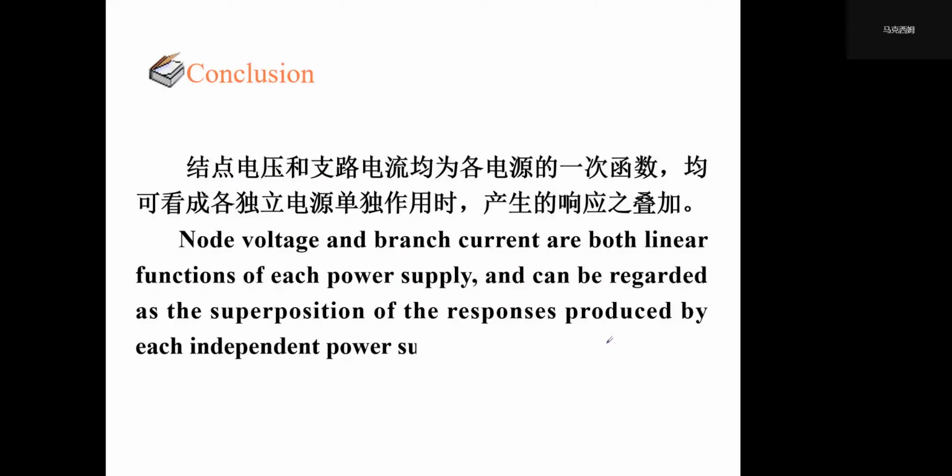So it's quite confusing. It's a little confusing, but we will cover that. It's not that difficult.